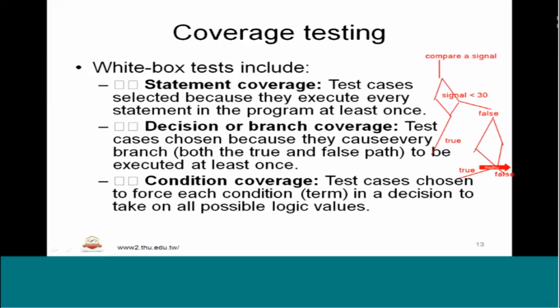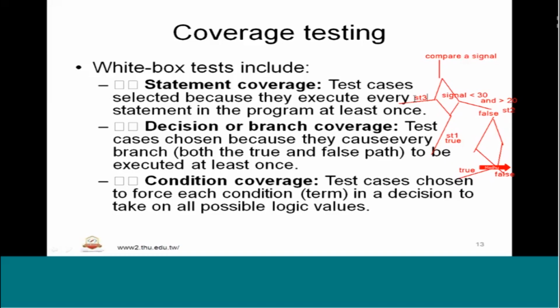Another one is conditional coverage. What we do here is test cases chosen to force each condition in a decision to take on all possible logic values. Suppose instead of this, signal less than 30, one more condition also is there. Suppose signal less than 30 and greater than 20. So there are a number of cases which we can derive. So that could take another path. Instead of true and false, do this: statement 1, here statement 2, statement 3.